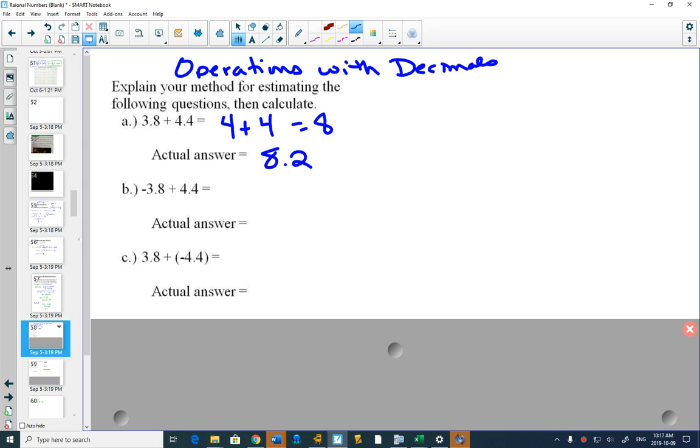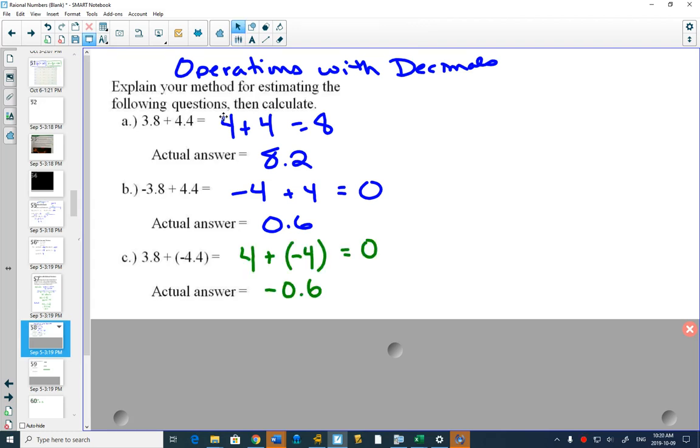Some of these have some more negatives. So we do an estimate first, and in your estimate, negative 3.8 is close to negative 4, plus 4. My estimate is 0. My actual value is, and you type that into your calculator. I just type it into my head, but we'll see how close I am. 0.6. So we have 6 of these to do. These are your first 3. Here are your next 3.